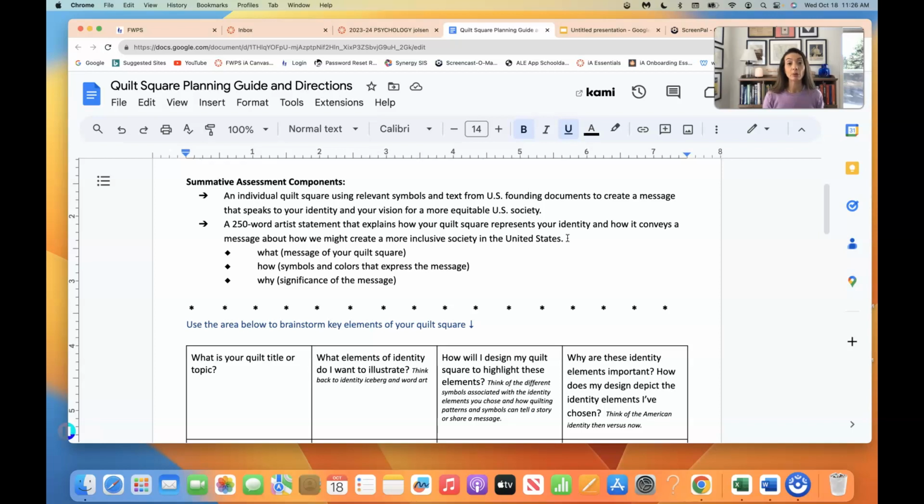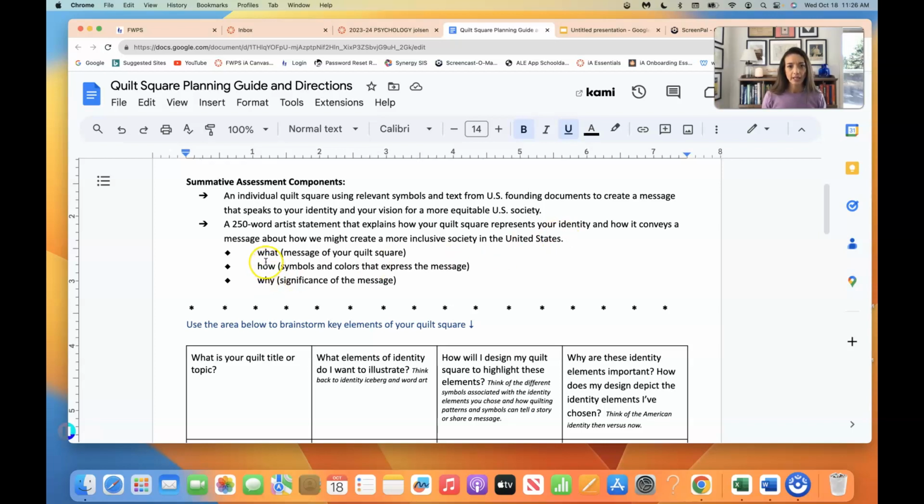Inclusive means to include. So right now, our society is pretty fractioned. There are pieces that are separated, and the whole idea of an inclusive society is equitability, but including all different kinds of people and groups in the conversation about laws and anything that has to do with the United States. We want all people to feel included and that they matter.